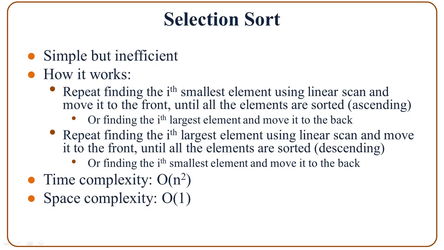Selection sort is simple but inefficient. This is how it works. The algorithm repeats finding the ith smallest element and moving it to the front until all elements are sorted. And this follows ascending order. Correspondingly, we can also find the ith largest element and move it to the back.